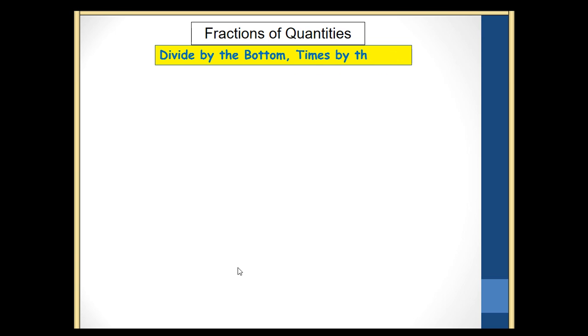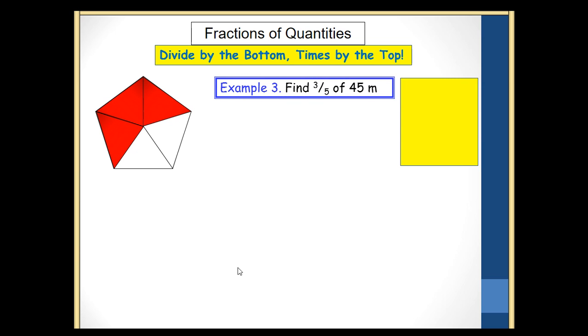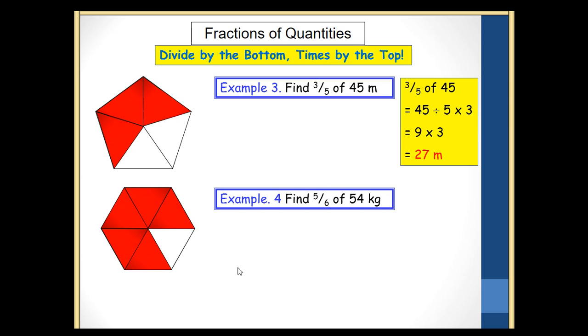Divide by the bottom, times by the top. Divide by 5. 5 into 45 goes 9, and then 3 of those, 3 9s, are 27. Divide by the 6. 6 into 54 goes 9. How many 5s? 5 times 9 is 45.